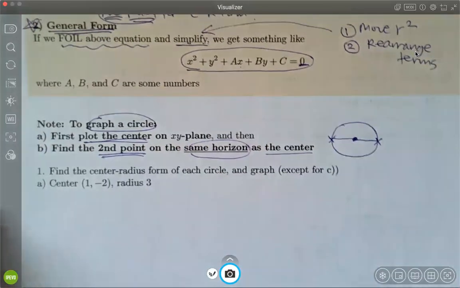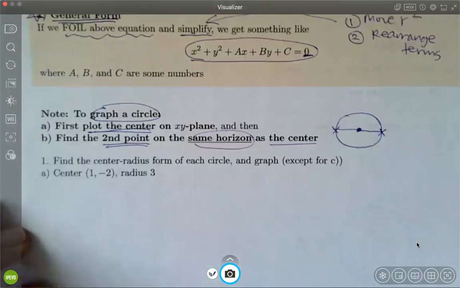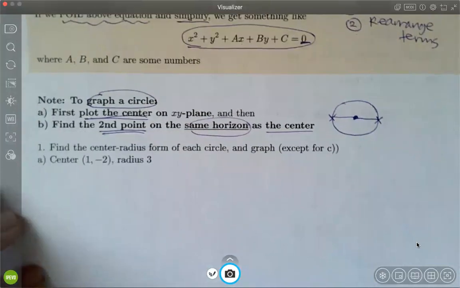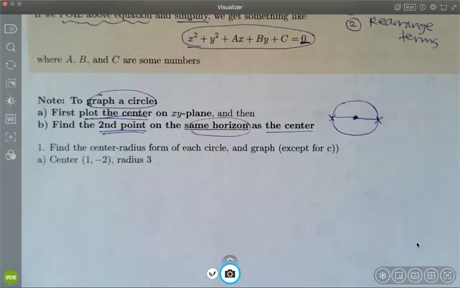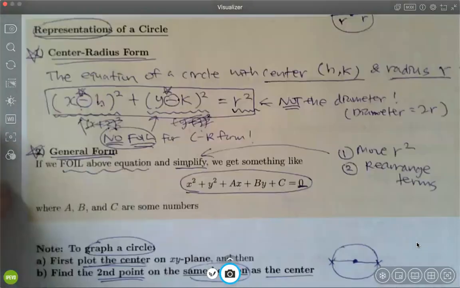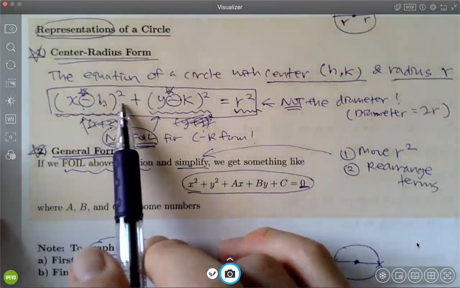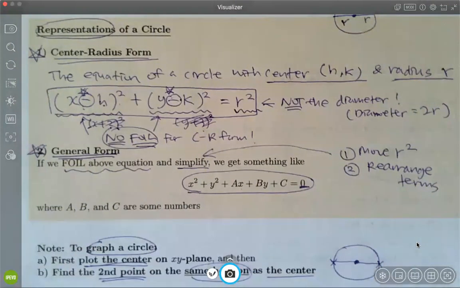So this circle, especially the center radius form, is not fairly easy, so let's practice these formulas on the problems. Find the center radius form of each circle and then graph it, except for part C, which is on the next page. You'll see why. So find the center radius form. That means we have to look at this first one: x minus h squared plus y minus k squared equals r squared. Now for this center radius form, how many unknowns do we have?